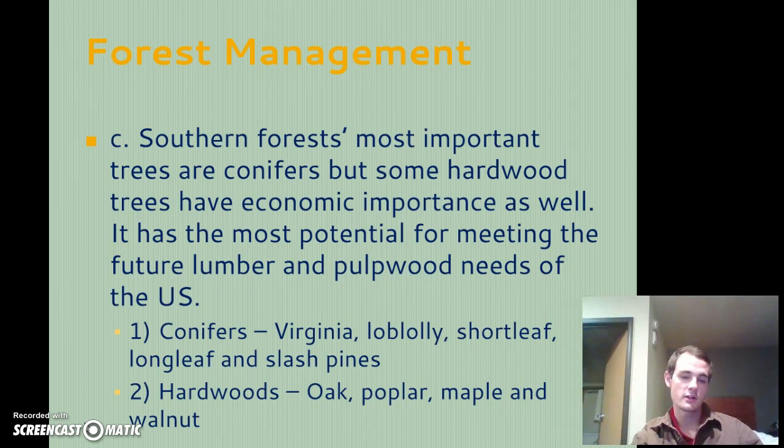So there's trees that are available. There's two different types. There's conifers and hardwoods. Under conifers, we have a couple different species. There's the Virginia pine, the loblolly pine, shortleaf pine, the longleaf pine, and slash pines. Under hardwoods, we will see the oak, the poplar, maple, and walnut. And I'll show you how you can identify some of these species and pictures of them in a little bit.